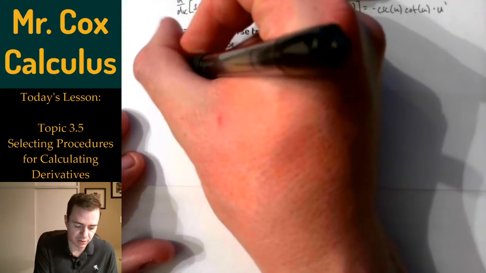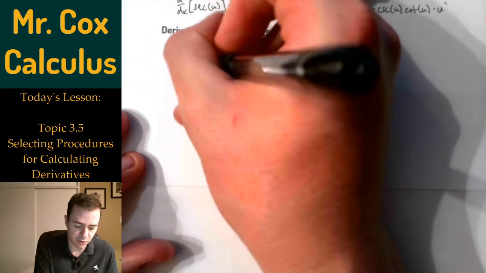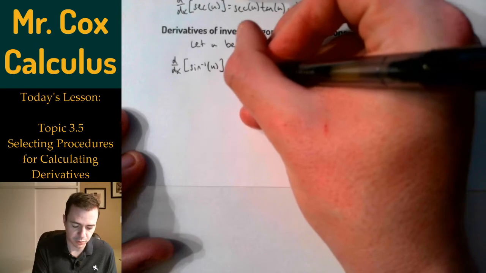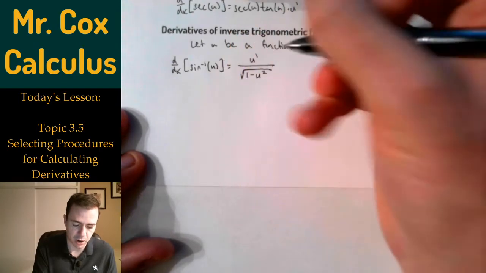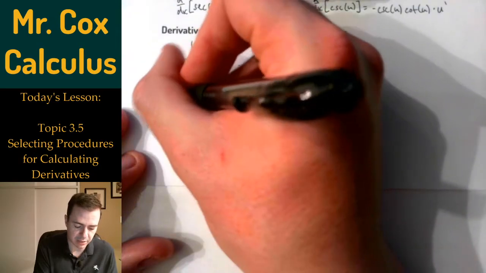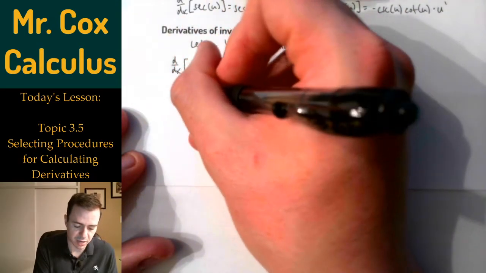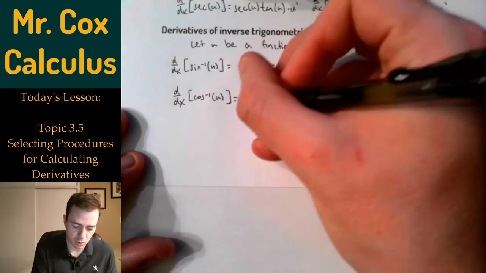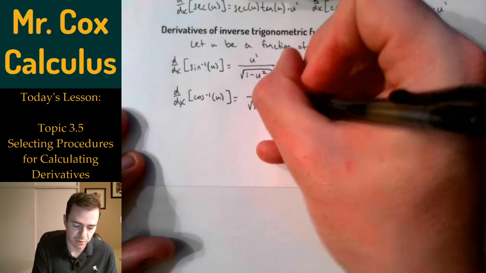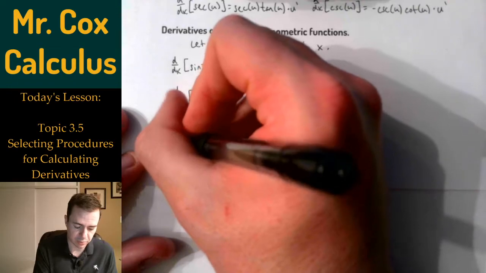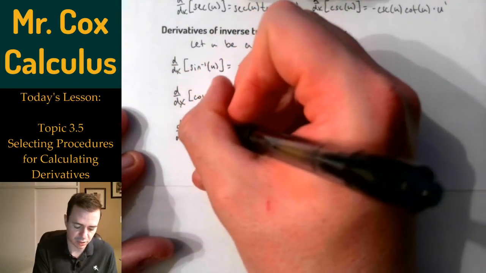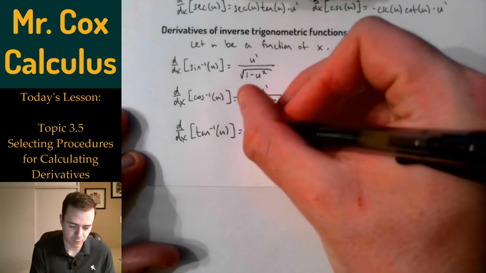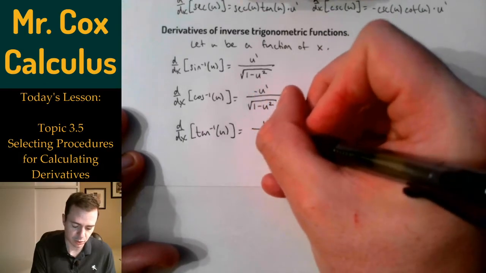Well, we have that the derivative with respect to x of inverse sine of u is equal to u prime, again, that's from the chain rule, over the square root of 1 minus u squared. If I take a look at the derivative with respect to x of inverse cosine of u, that is equal to negative u prime over the square root of 1 minus u squared. And then if I take the derivative with respect to x of inverse tangent of u, that is equal to u prime over 1 plus u squared.